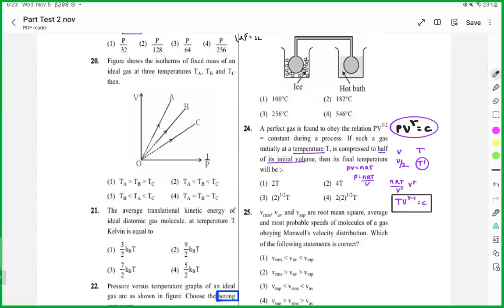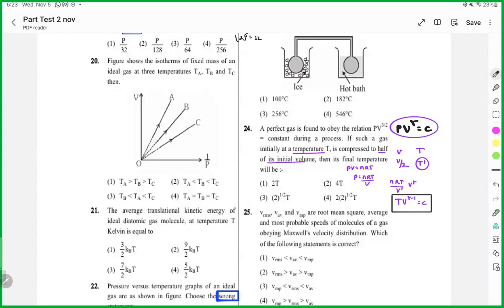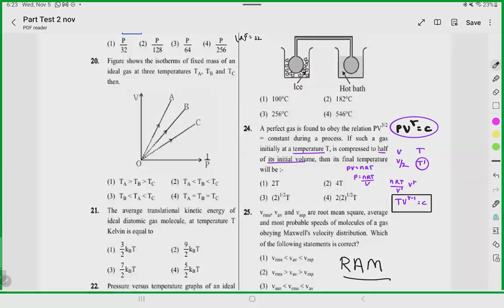Those are theoretical question. मैंने राम से याद रख लिया, राम से। Ram. Many people use this trick. Ram. RMS maximum, then average, then most probable.